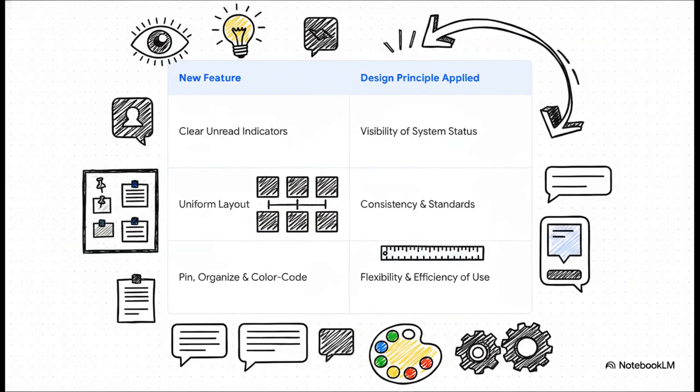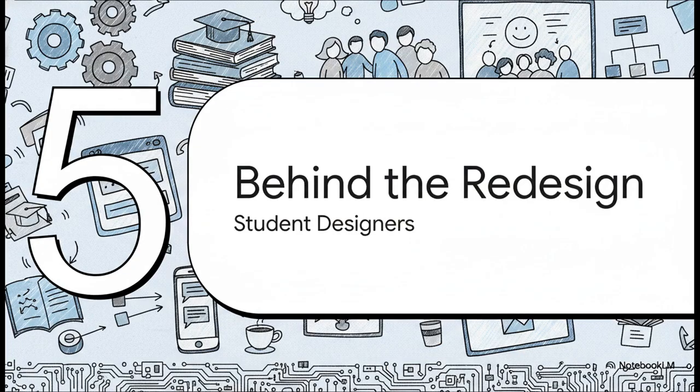So let's bring it all full circle. This table just closes the loop perfectly. Remember those broken design principles from the beginning? Well, this redesign fixes them one by one. Clear, unread indicators provide that visibility. A uniform layout creates consistency. And features like pinning and color coding give you flexibility and efficiency. Every single solution is directly tied to a problem. So satisfying.